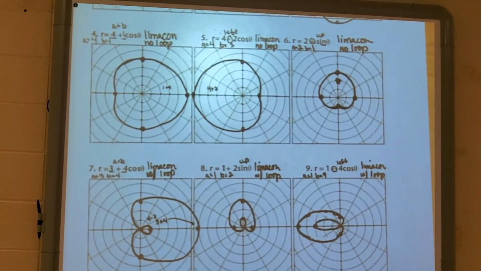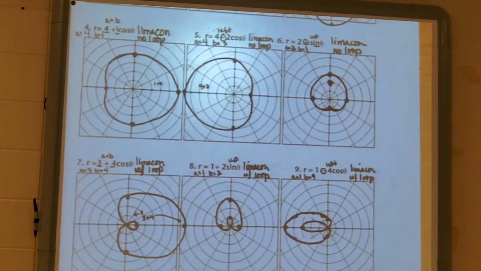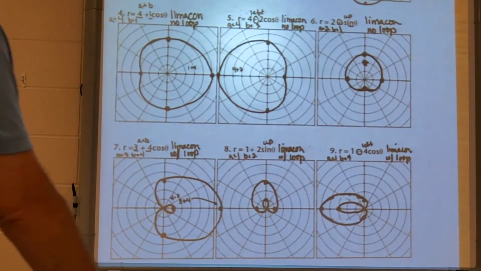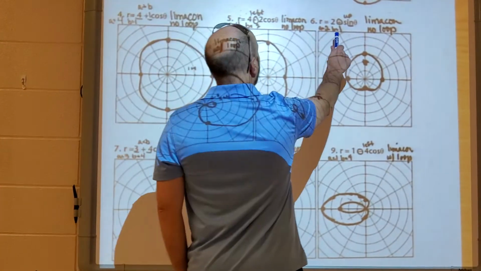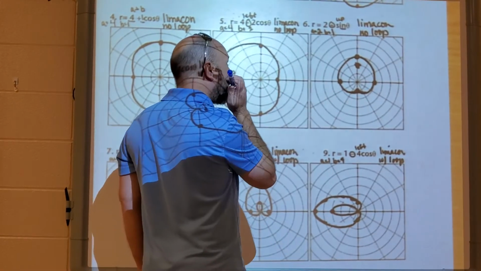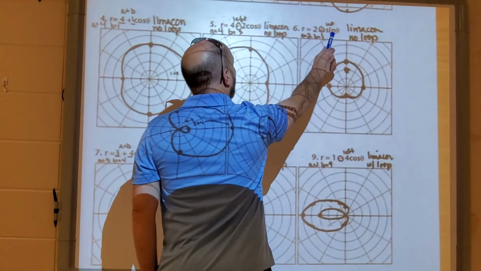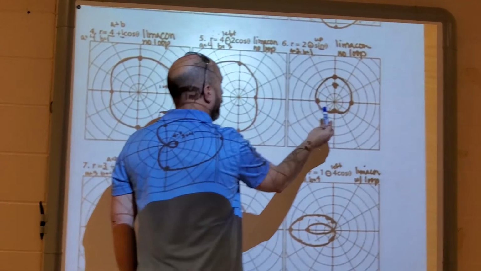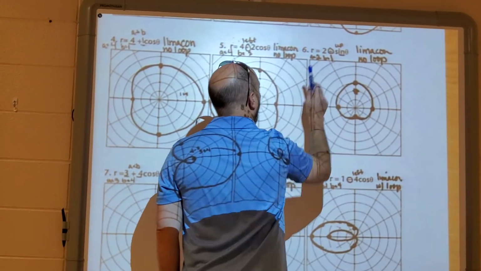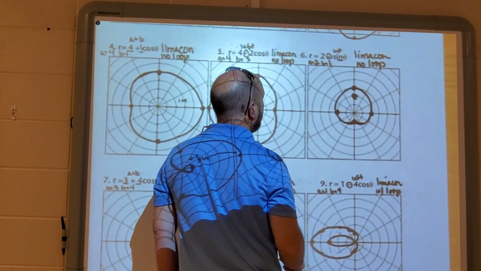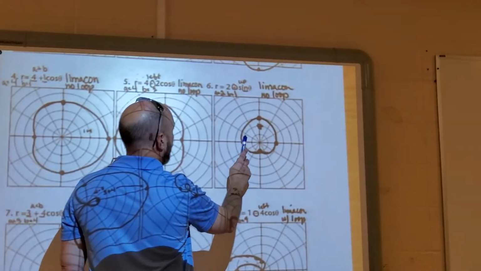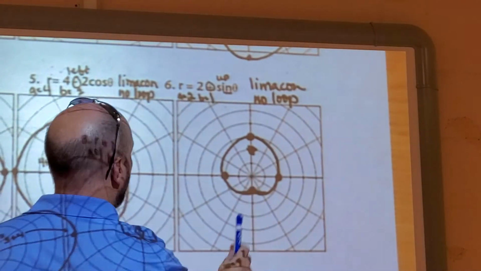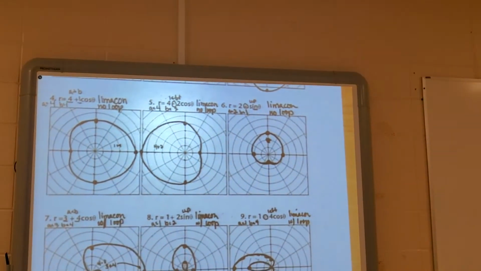All right. Let's look at this next one. 2 and 1. So A is definitely still greater than B. We have sine, so that's the y-axis. So now the limaçon is going to go up because it's positive. All right, and then this should be 2 and 2, 2 and 1, and 2 minus 1. Okay?